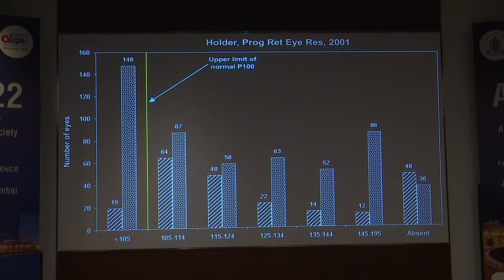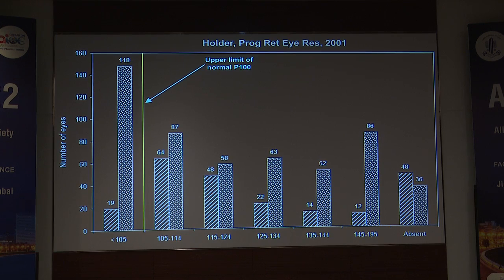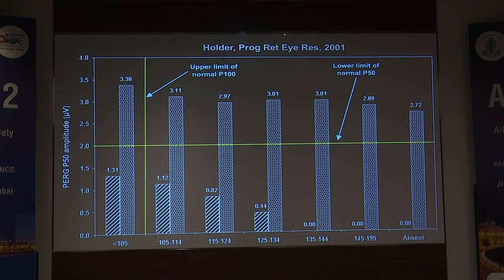This is a study done by Dr. Graham Holder in 2001. He had a large case series where he showed that if we do just a visual evoked response, the P100 changes are not actually specific for a neuropathy. It does not tell you whether it's because of a neuropathy or a maculopathy.